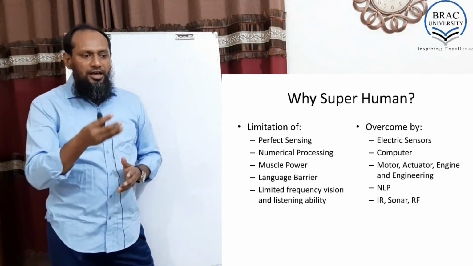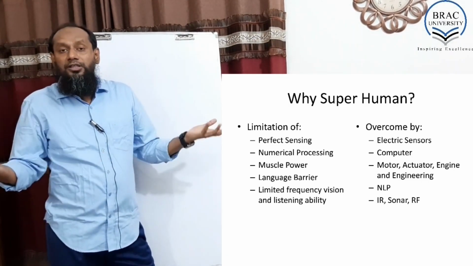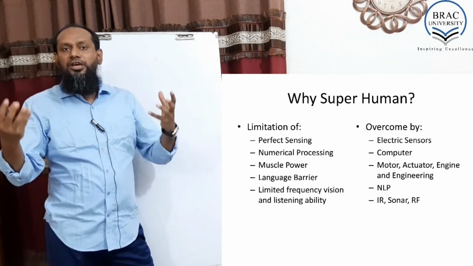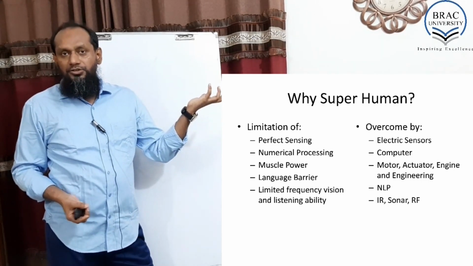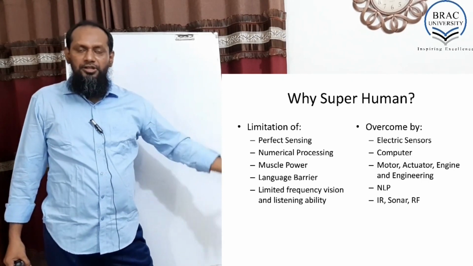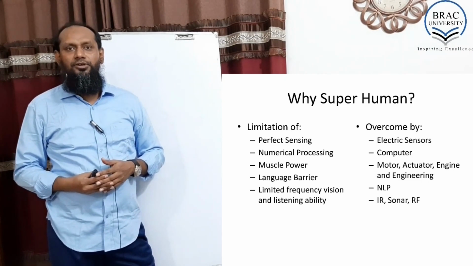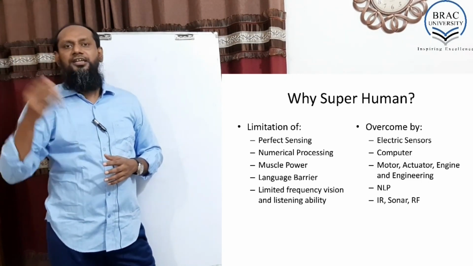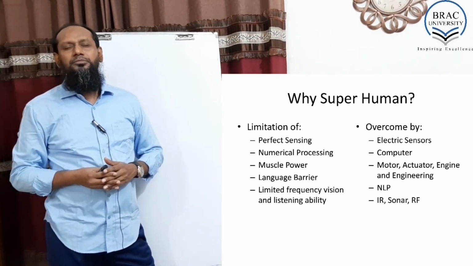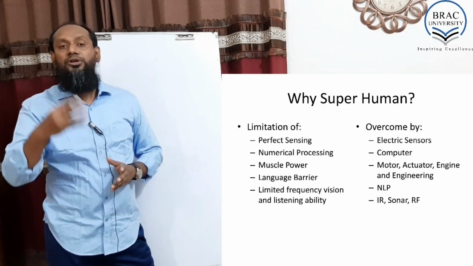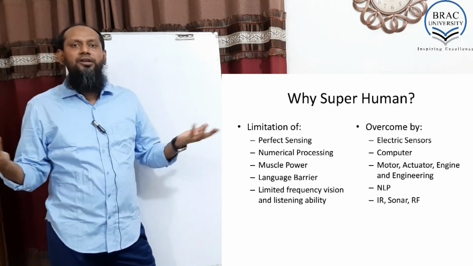Then the limited frequency range of vision and of listening ability: we cannot see everything and we cannot hear everything. How much frequency can we hear? Only 20 to 20,000. But below 20 there are some other frequencies, and above that there are a lot of frequencies. We cannot hear them. The bat flies at night using ultrasonic sound. It can navigate by using this ultrasonic, but we cannot hear it.